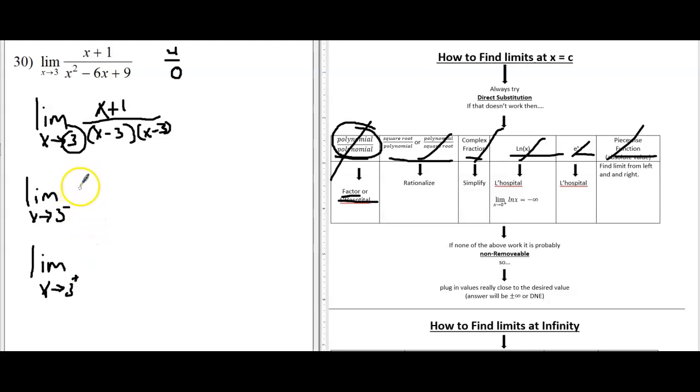Now, if we're approaching from the left, I want to plug in a number that is very close to 3, but on the left. So I'm going to do 3 minus 0.001. And so if I plug that in, then basically what I'm doing is I'm plugging in 2.999 for x. And from there, we're just going to let our calculator do the work for us. And if we end up with a positive answer, well, then that would indicate that it's approaching positive infinity.